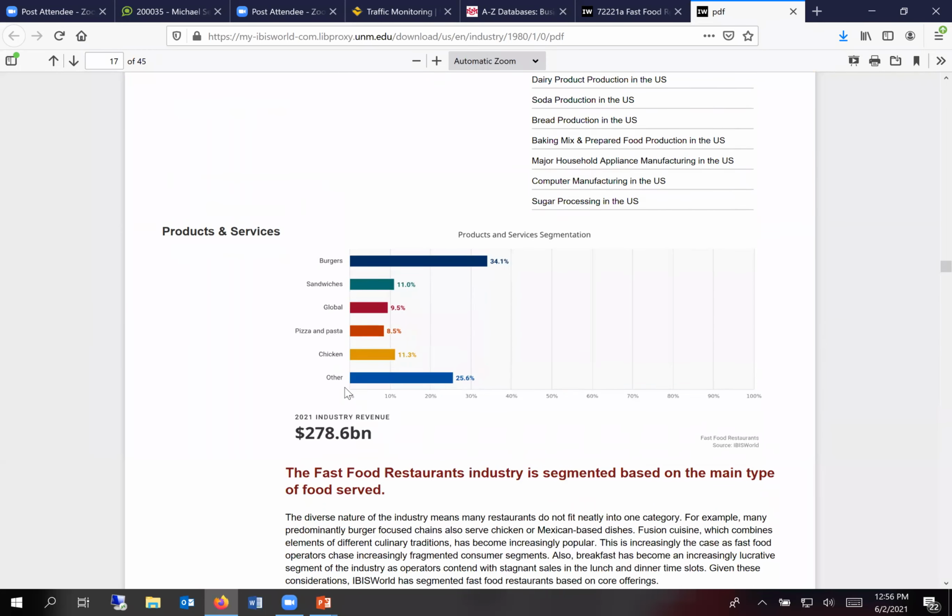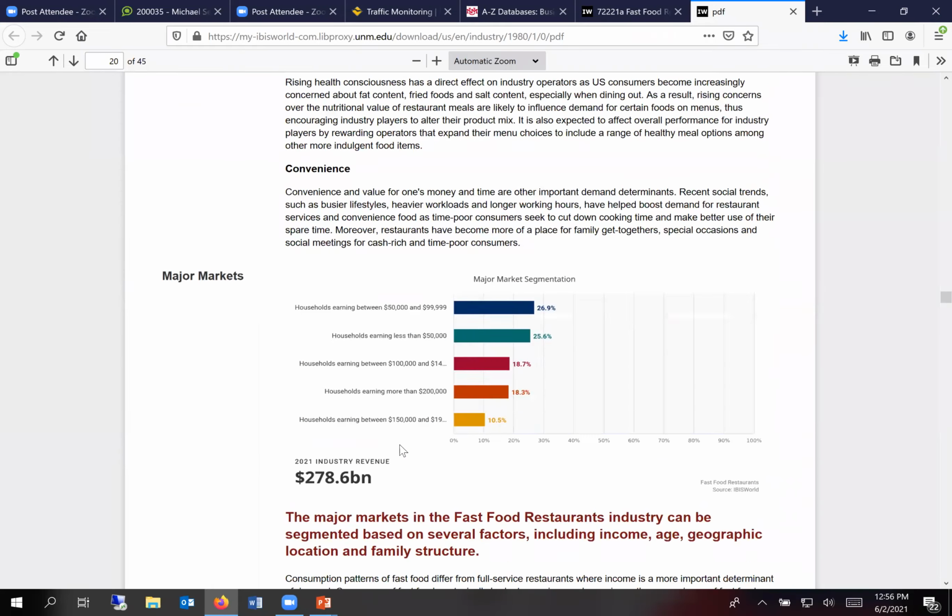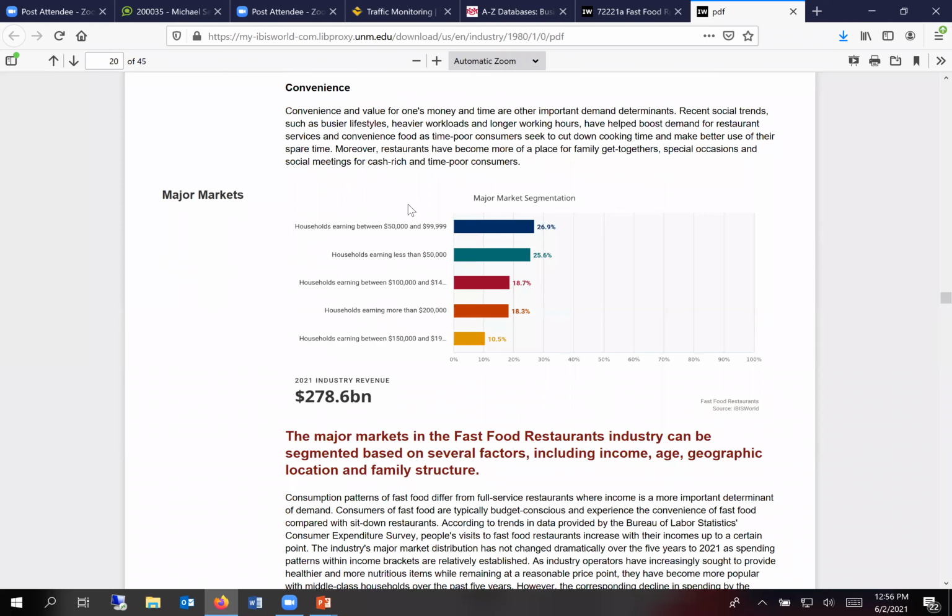It tells you the product and service segmentations again. And then what I'm looking for is the target market. So it identifies major markets for you. We could start to do that research in Reference USA. So if I was going to start a fast food restaurant, where I probably want to invest my money in advertisement would be households earning between $50,000 and $99,999. And I could look up those. I could provide you with a list of those households in a certain area.